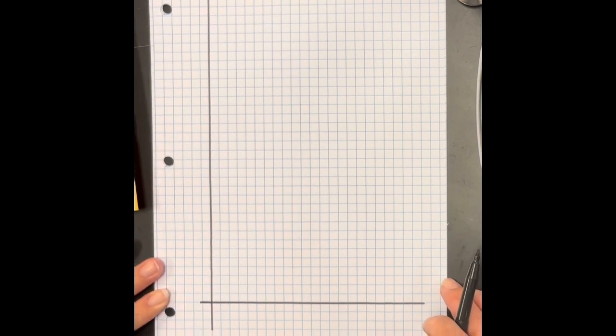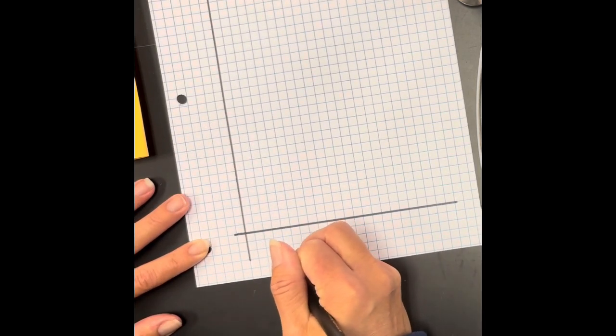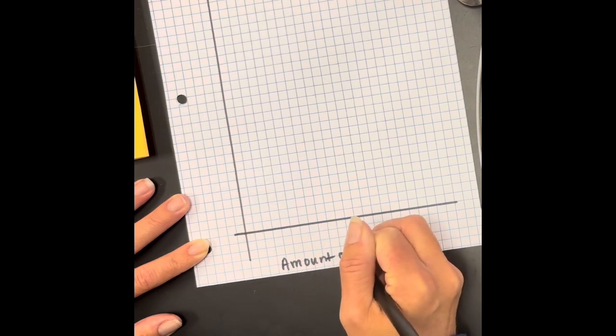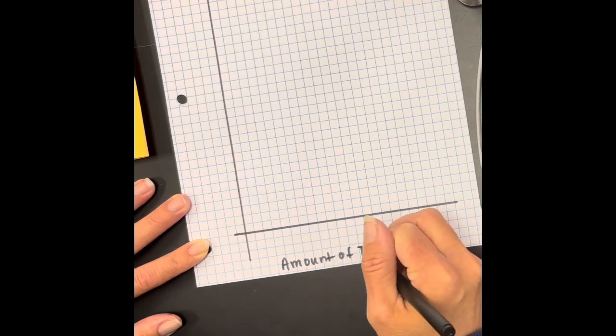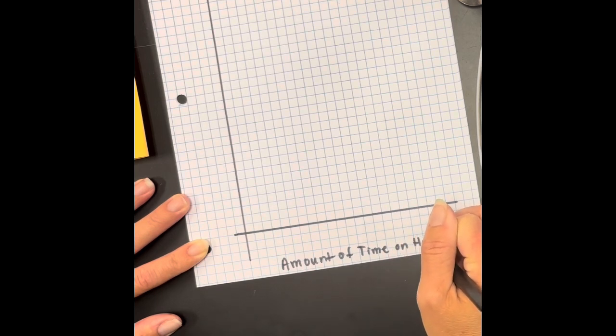Okay, now the next thing is we need to put labels on our axis. Our x-axis is our independent variable. That's the thing that we are changing. So what were we changing? We were changing the amount of time spent on a hot plate. So that's what we're going to put down here: amount of time on hot plate.